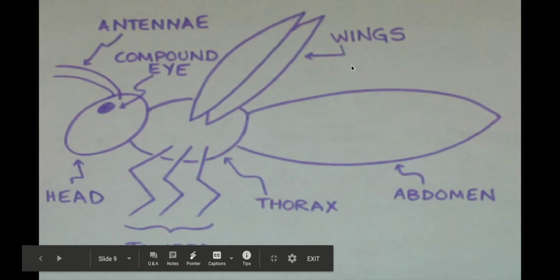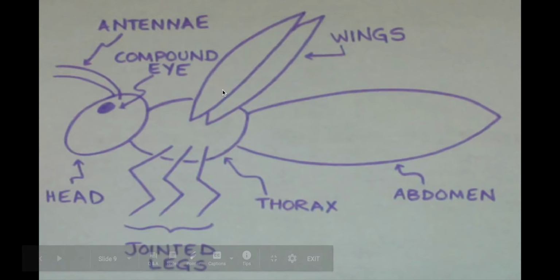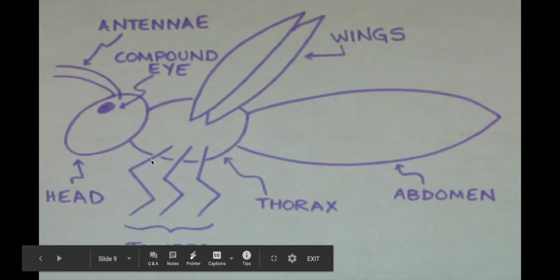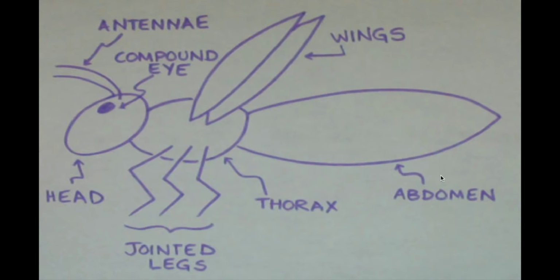Here is an insect, okay? Here's the antenna, here's the eye, here's the wings, the legs, the head, the thorax, which is the middle portion of the body, okay?